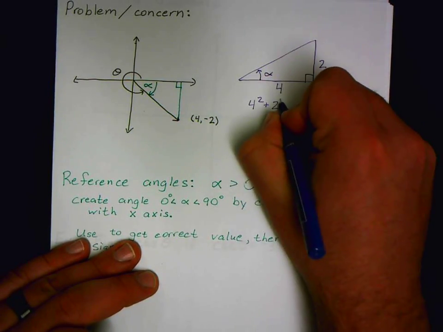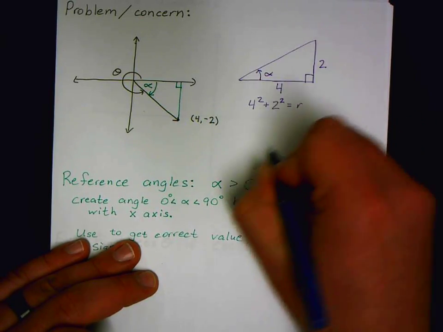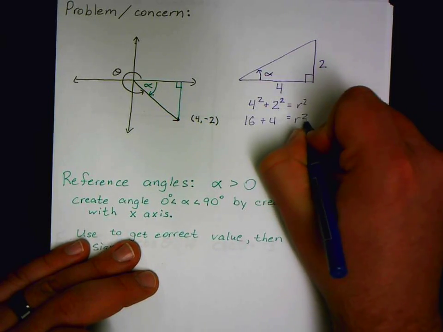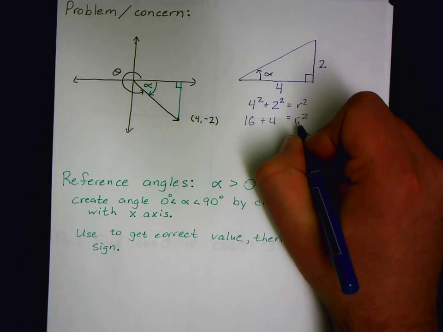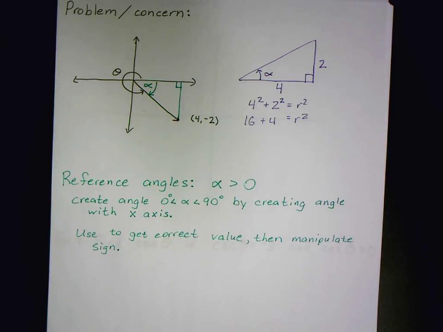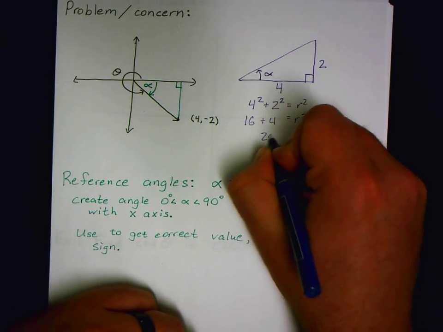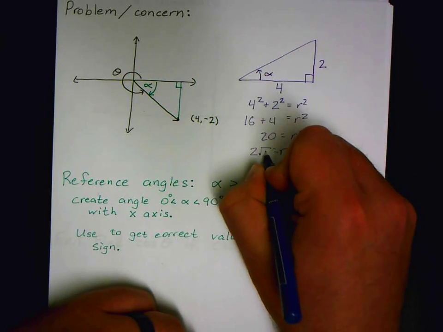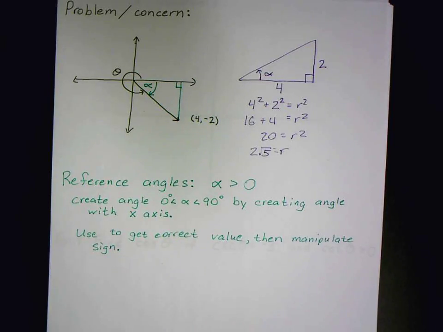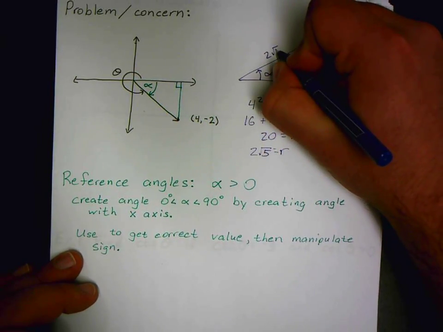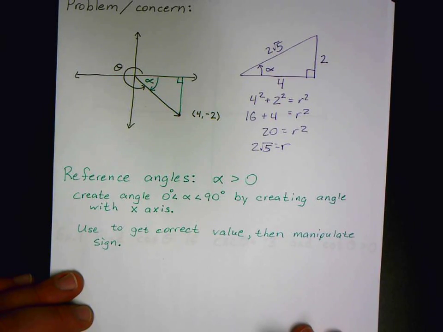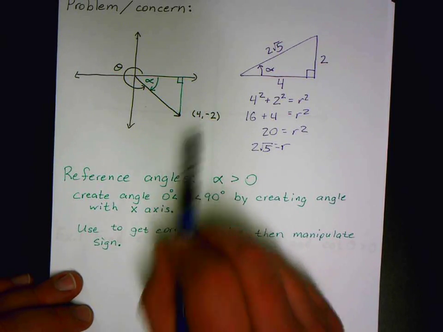So with that, I can figure out that my radius is 2 radical 5. Which numbers? That would be given to you in a problem.